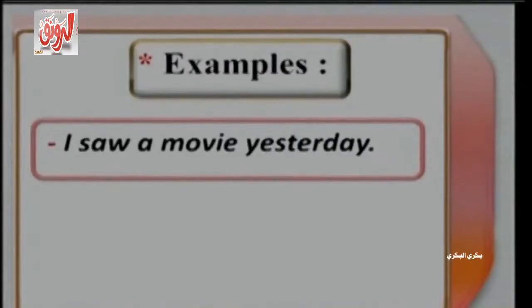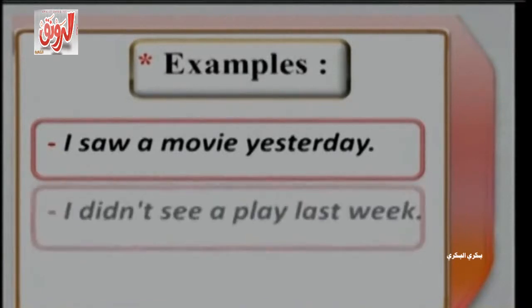I saw a movie yesterday. See this example. I saw a movie yesterday. What is the present form of saw? It is see. See, saw, seen. Yesterday is an adverb showing the past simple action.